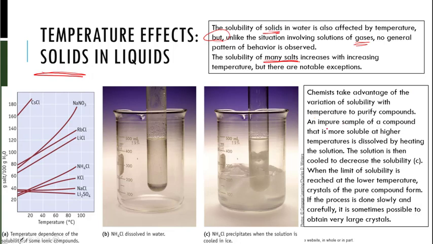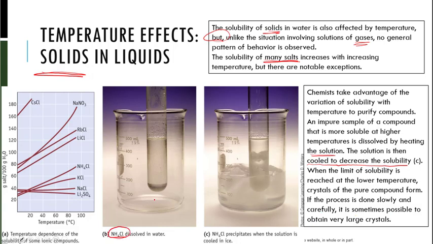An impure sample of a compound that is more soluble at higher temperatures is dissolved by heating the solution. The solution is then cooled to decrease the solubility. When the limit of solubility is reached at the lower temperature, crystals of the pure compound form. And if it's done slowly and carefully, it's sometimes possible to get very large crystals.